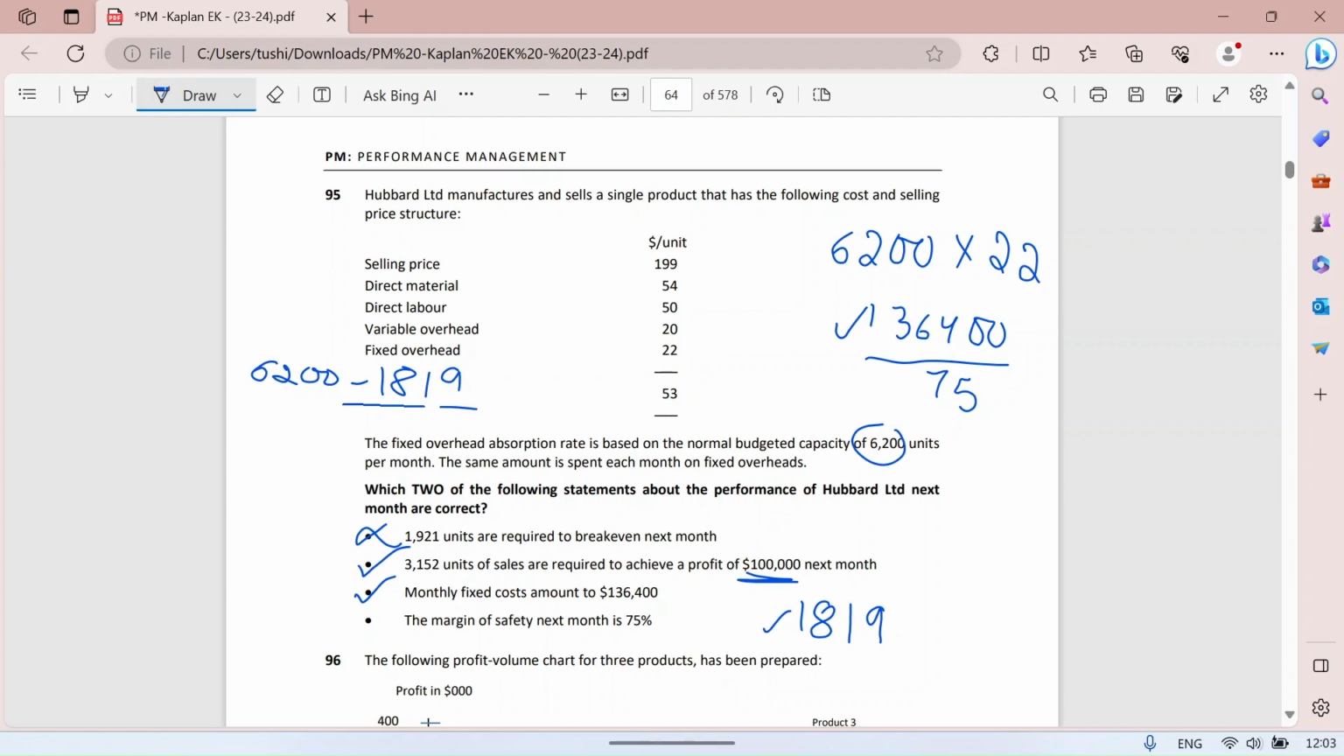And if I multiply that by 100, I will have it as a percentage, and this will give me my answer as 71%. So that is why the fourth statement is also wrong, because it says 75%. So this is wrong, which leaves our answer as 2 and 3 as the correct answers.